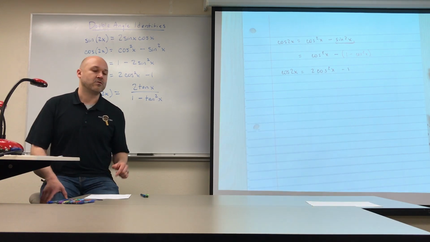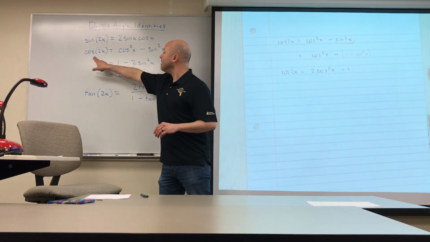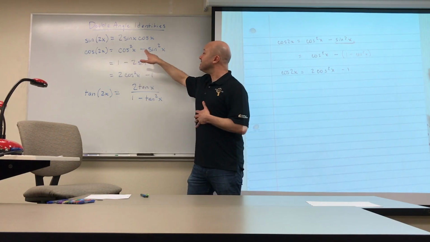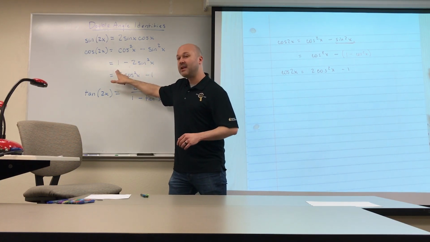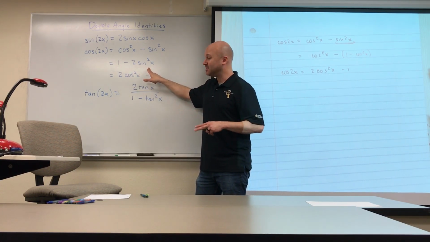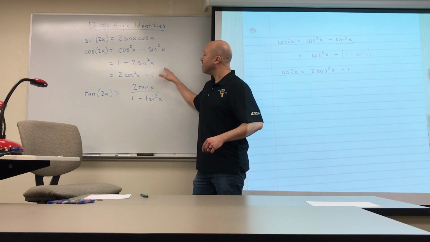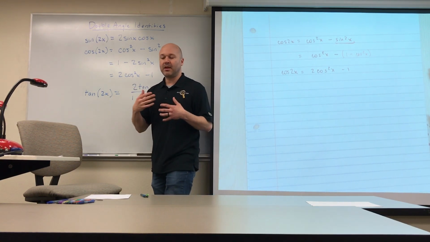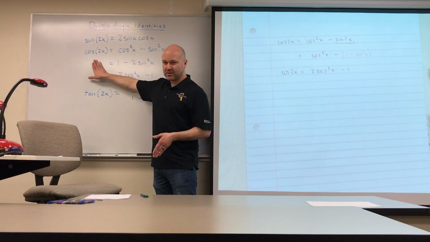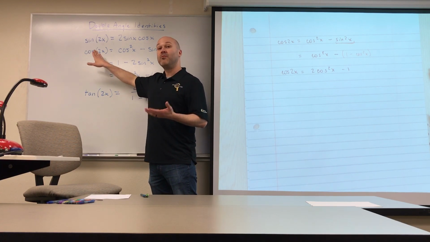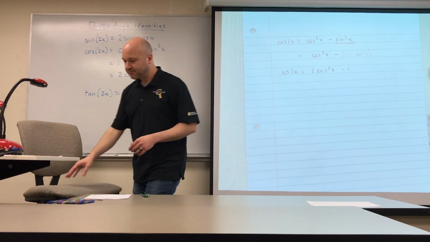So on the board I have written down the 3 variations of the cosine double angle. Cosine double angle is the difference of cosine squared minus sine squared. It's also the difference of 1 and 2 sine squared x. And it's the difference of 2 cosine squared and 1. These 3 variations we need to be comfortable with. When we see one of these, we should recognize the cosine double angle, and we should be comfortable rewriting it as any one of these 3.